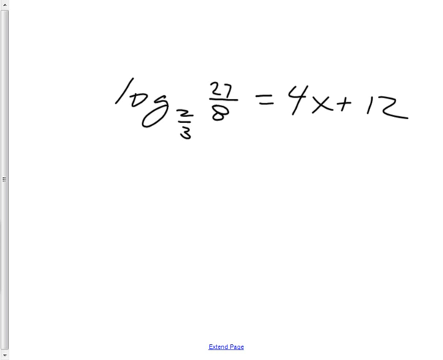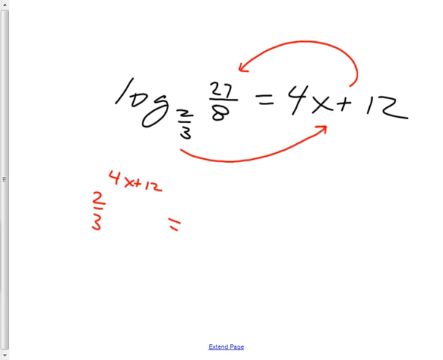Try that one. Now, some kids try to solve this a really complicated way that's right, but really complicated. They say 2/3 to the 4x plus 12 is equal to 27/8. That's a tough way to do it, but it could be done.